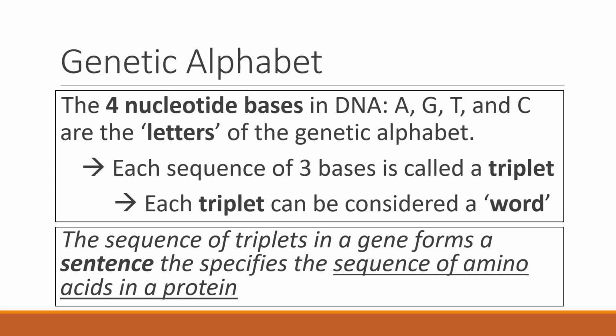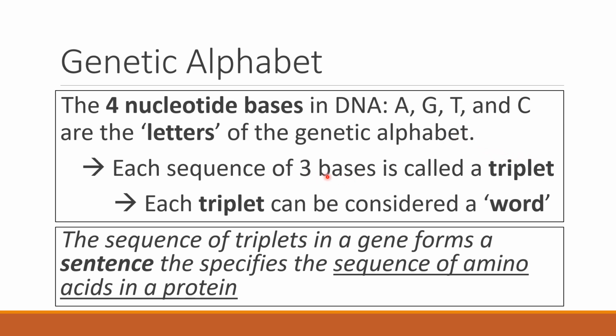So in DNA, we had mentioned that there are 4 nucleotide bases. Remember that? A, G, T, and C. They also have that deoxyribose and the phosphate attached to it, but all we really care about right now are the 4 bases, represented by these 4 letters, A, G, T, C. These could be considered the letters of the genetic alphabet.